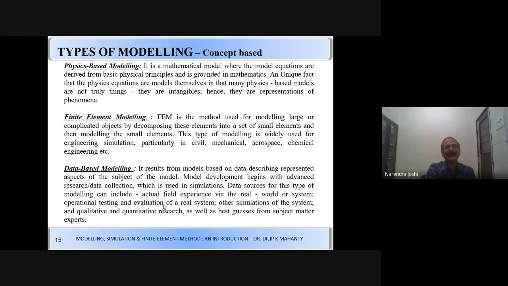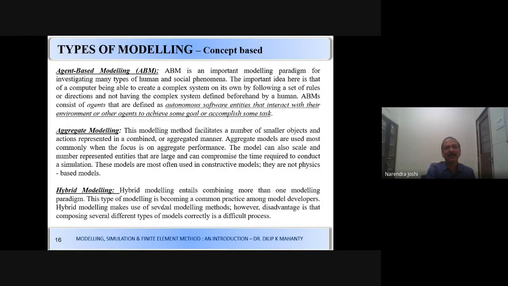There are different types of modeling, like physics-based, finite element modeling, data-based. I'm not going to touch on these, they will come later. There are also hygiene-based, aggregate modeling, hybrid modeling, which are a little advanced, but I'm just mentioning them. So there are different varieties of concept-based modeling, and they're used in our day-to-day life for different applications.